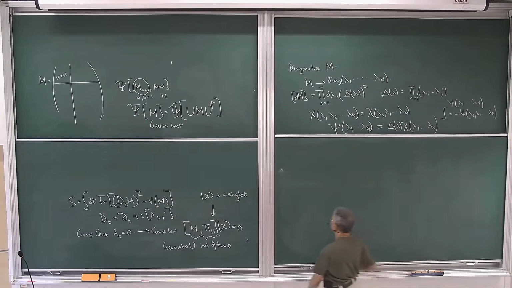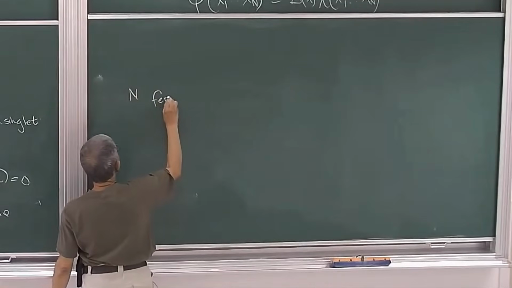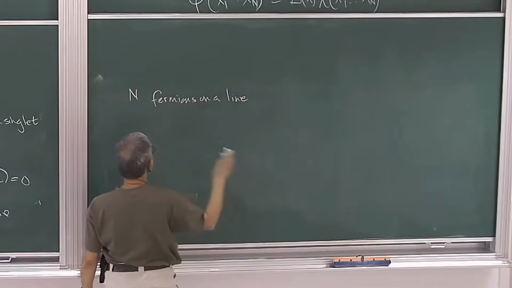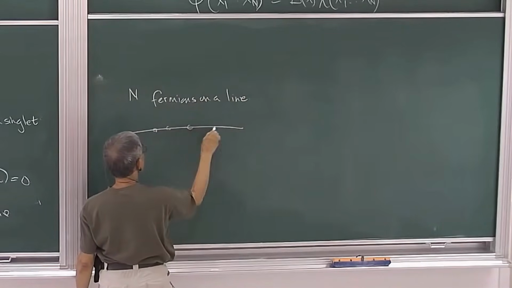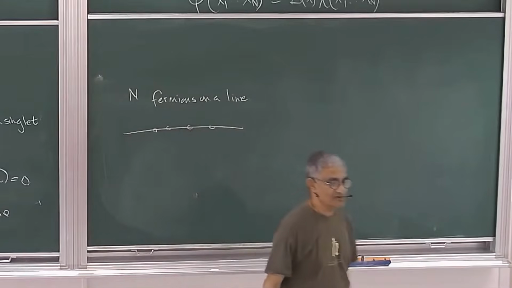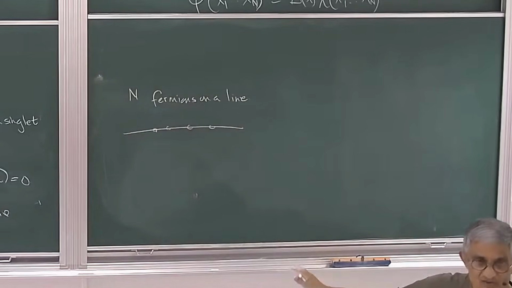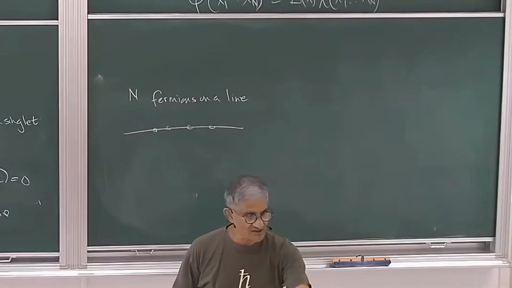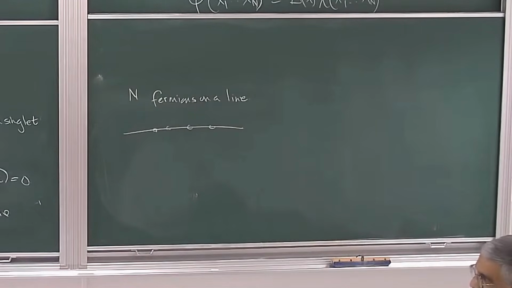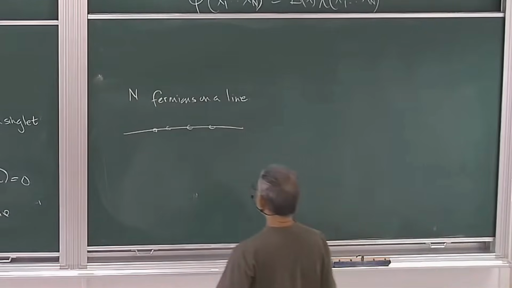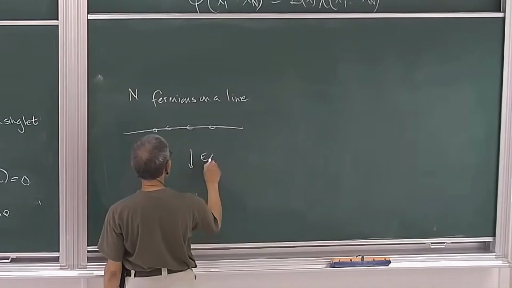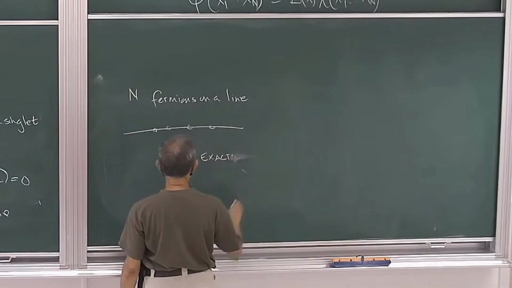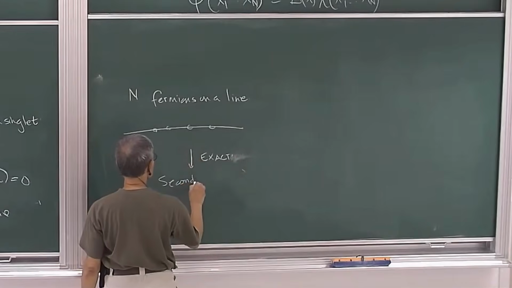So we have n fermions on a line. Here is this line, there are these fermions, which are moving under some external potential. These are, of course, fermions, so identical particles. So I can't say which particle is what, because they are identical. And this, of course, is exactly equivalent with the second quantization of this.